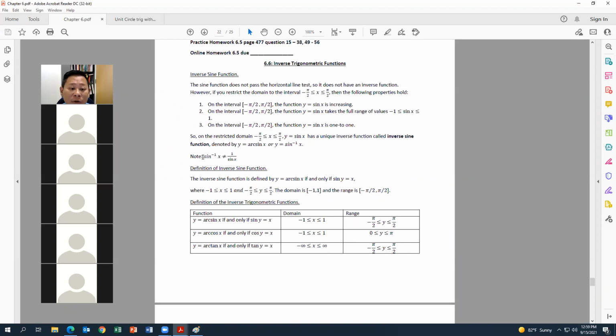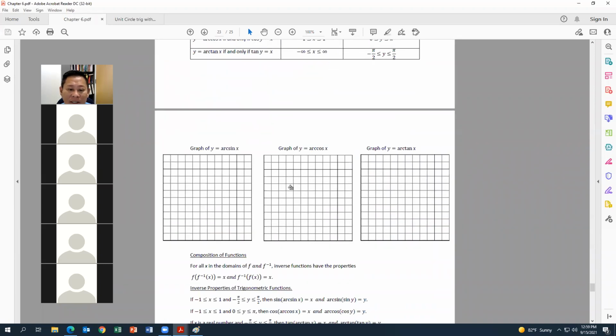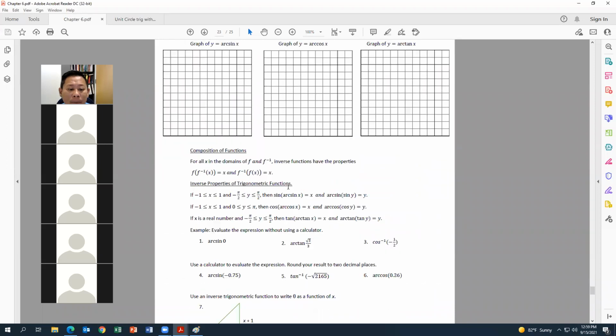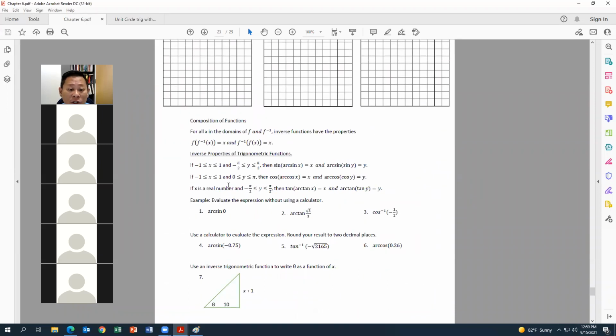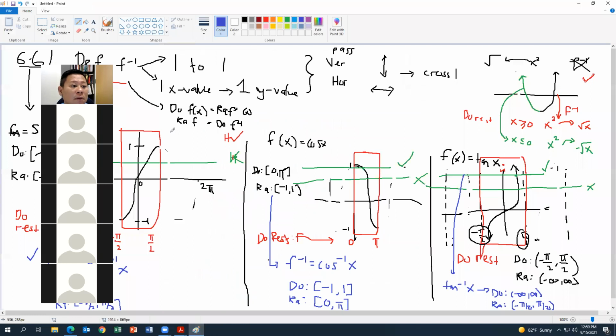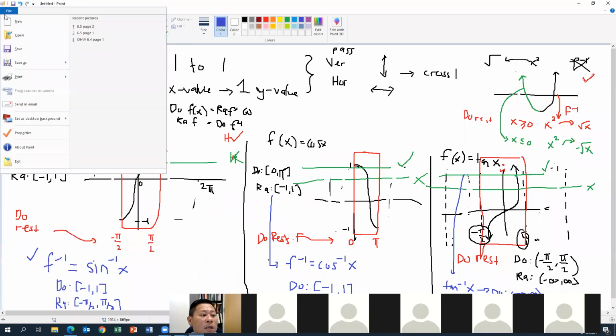I also just want to note that the inverse function is not 1 over sine x. Okay, so this is not the same as 1 over sine x, and the same thing with 1 over cosine. Okay, we'll skip this graph first. There is some important information here, so let's take a look at some examples. This is very important. Does anyone have any questions for me here?